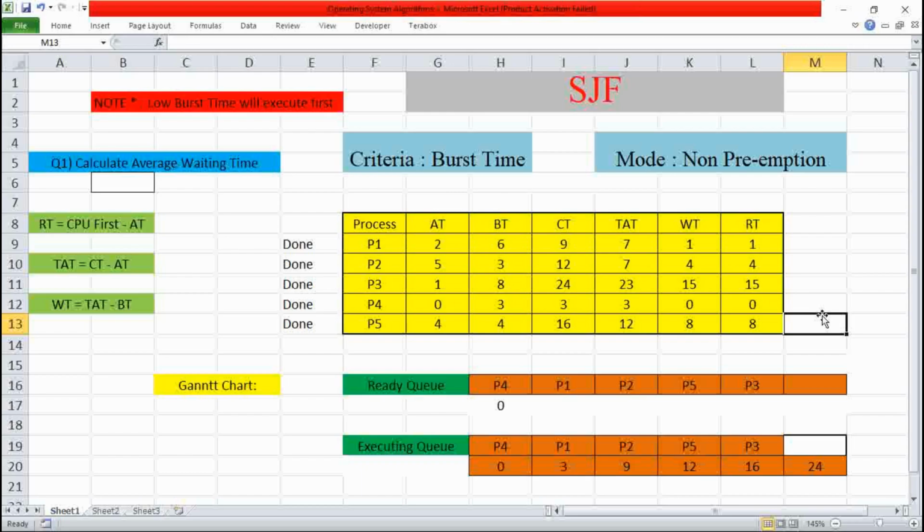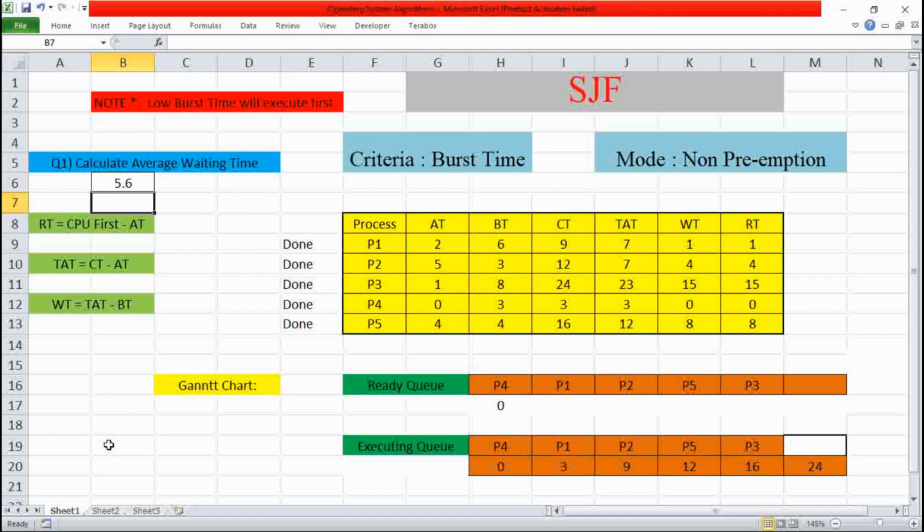Now we need to find the average waiting time, which will be asked in your numerical, the most important. So calculate the average waiting time. The sum of the waiting times will be 1 plus 4 is 5, 15 plus 5 is 20, 20 plus 8 is 28. So 28 divided by 5, because that's the number of processes, so the answer comes out to be 5.6. So the average waiting time is 5.6. I hope you got the concept of SJF.